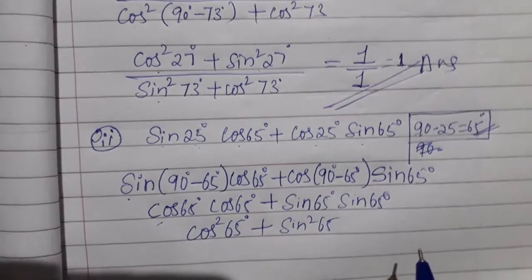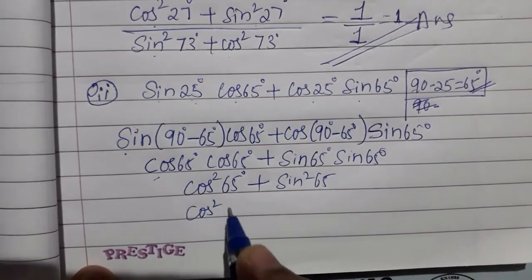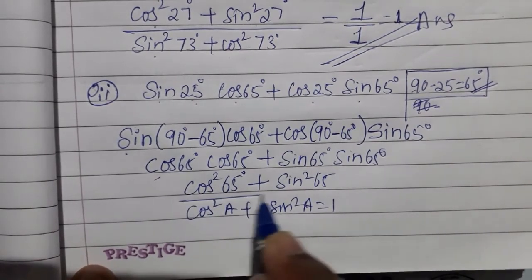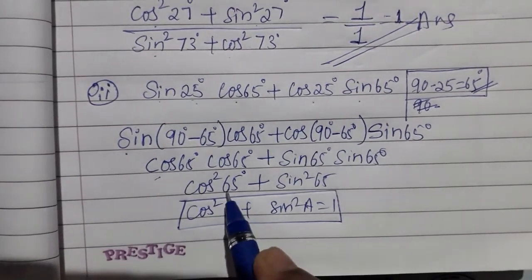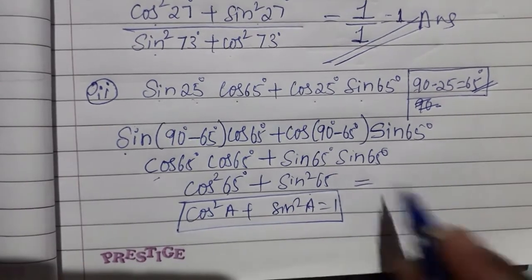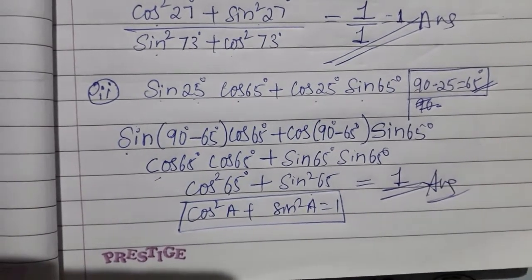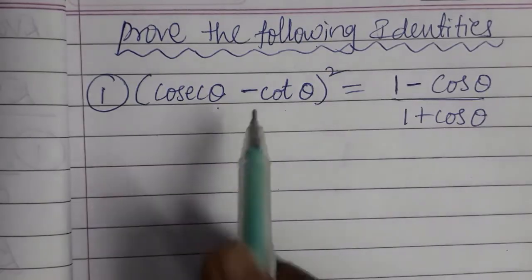Now this is according to the identity cos² A plus sin² A is equal to 1. I am using this identity. So cos² 65 plus sin² 65 is nothing but equal to 1. This is the answer.